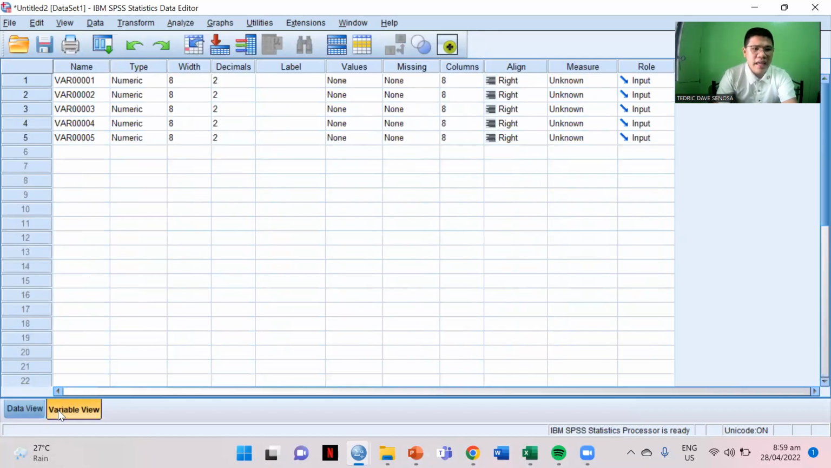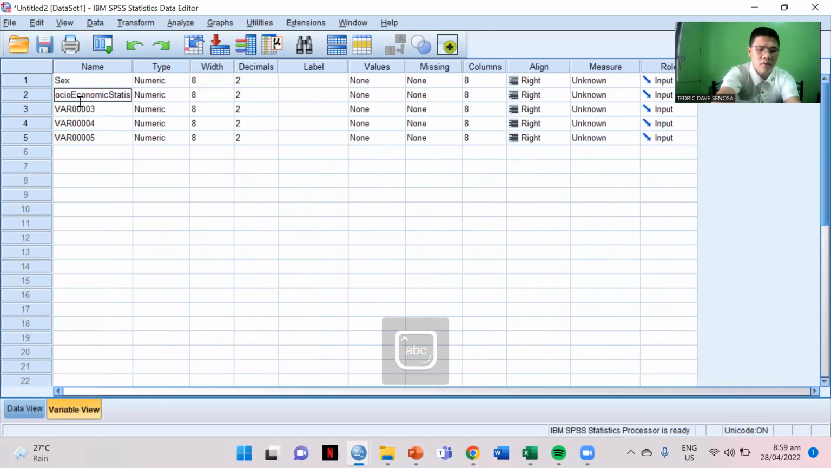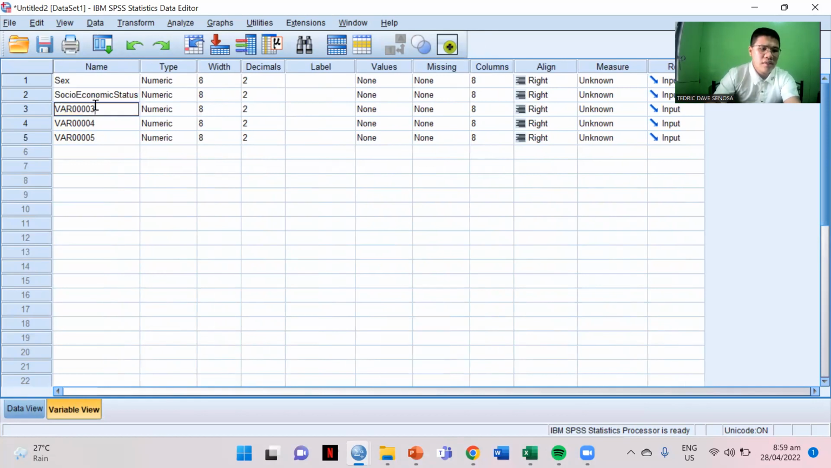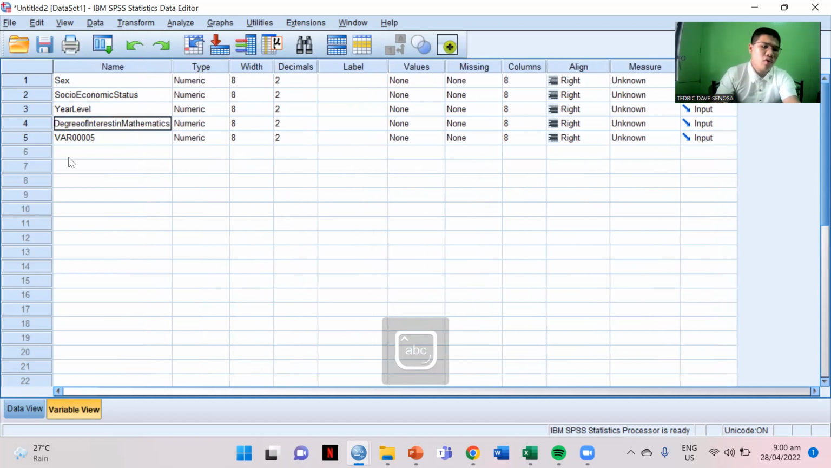And of course, the next thing that you need to do is to name your variables. The first variable is of course sex. The second is socioeconomic status. The third one is year level. By the way, in naming the variables, you don't need spaces. As you can see there, the letters are close to each other, with no spaces. This one is your degree of interest. And then the last one will be your mathematics achievement.